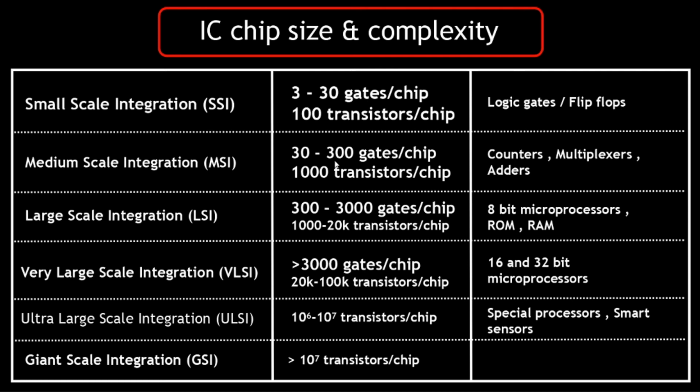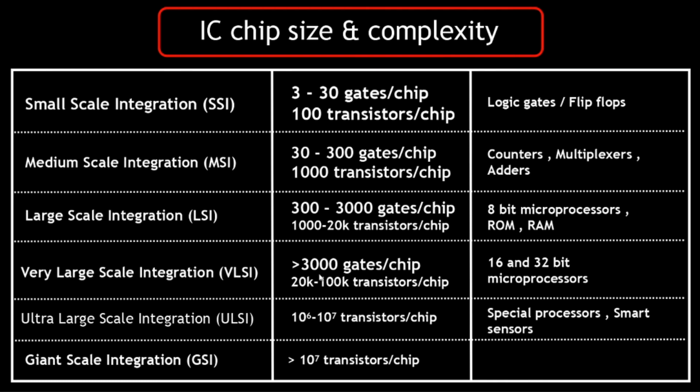Now when there are 30 to 300 gates per chip, we call it medium scale integration or MSI. These were used for making counters, multiplexers, and adders that we have learned in our digital electronics course. When there are 300 to 3000 gates per chip, it is called large scale integration or LSI, and these are mainly used for making 8-bit microprocessors, read-only memory, and random access memory.